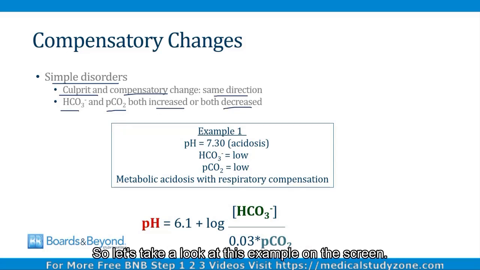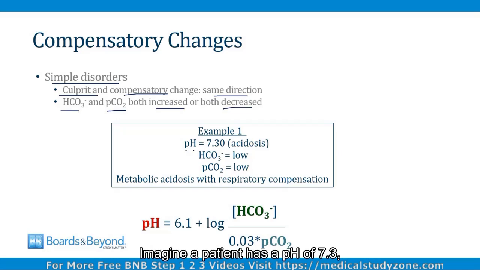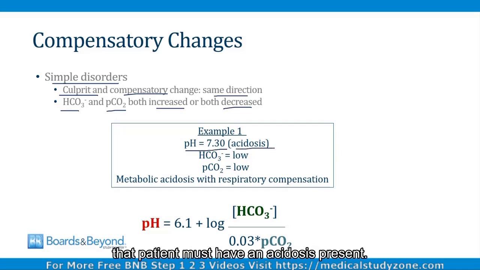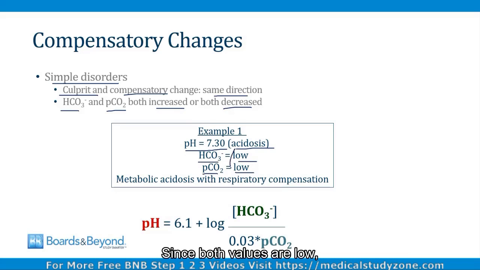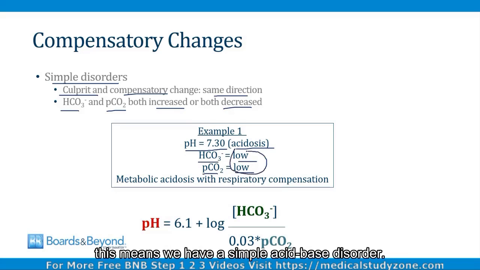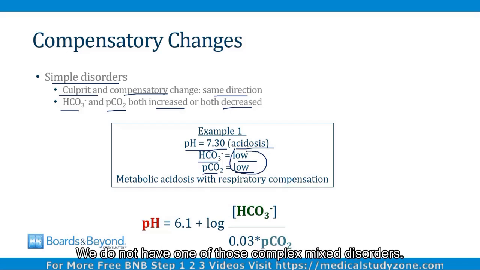So let's take a look at this example on the screen. Imagine a patient has a pH of 7.3. That patient must have an acidosis present. Now imagine that the bicarbonate is low and the CO2 is low. Since both values are low, this means we have a simple acid-base disorder. We do not have one of those complex mixed disorders.